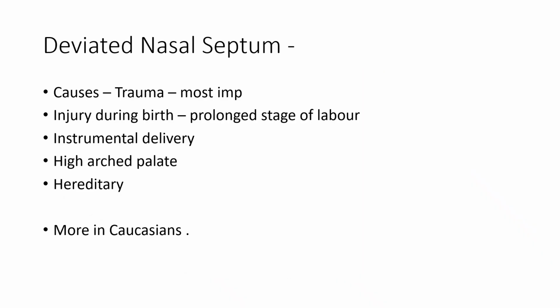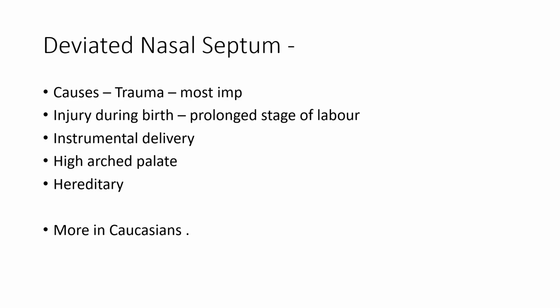As we all know, the normal nasal septum divides the nasal cavity into two equal halves, but many a time it gets deviated, dividing the nasal cavity into two unequal parts. What are the important causes that lead to the deviated nasal septum? The most common cause is trauma, any kind of mechanical force or injury. Also, injury during the delivery of the baby, such as in a prolonged stage of labor, or if any instrument is used for molding of the head, like in forceps delivery or any kind of instrumental delivery, may lead to DNS.